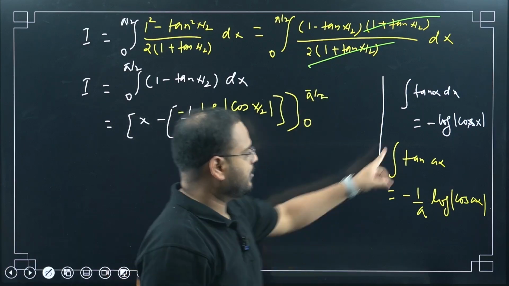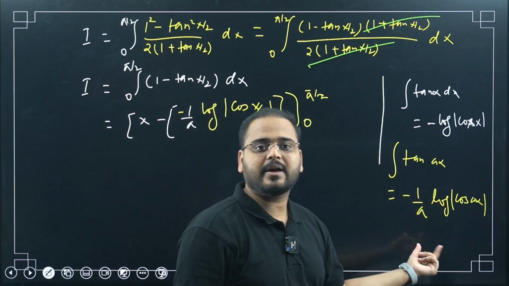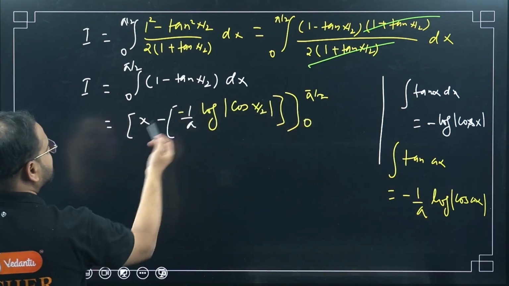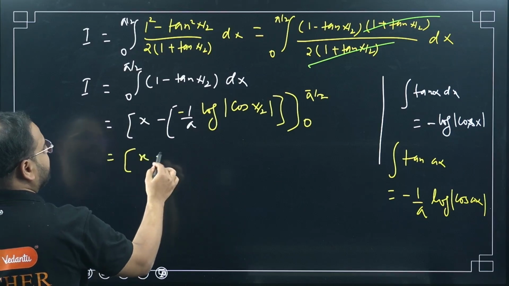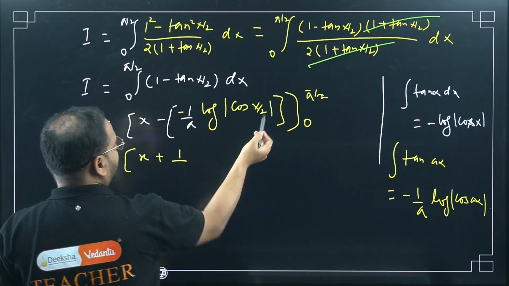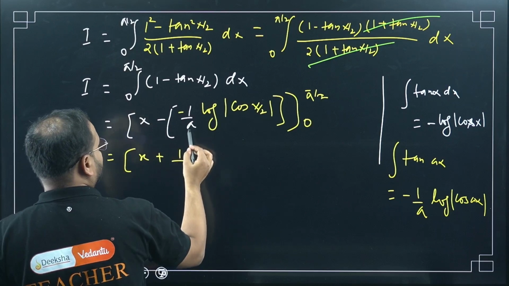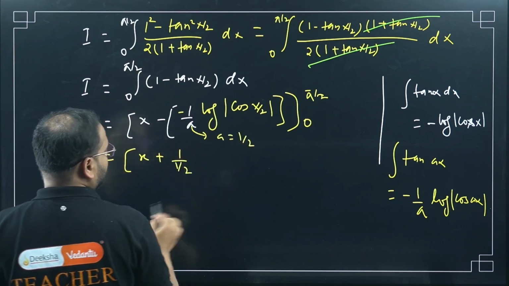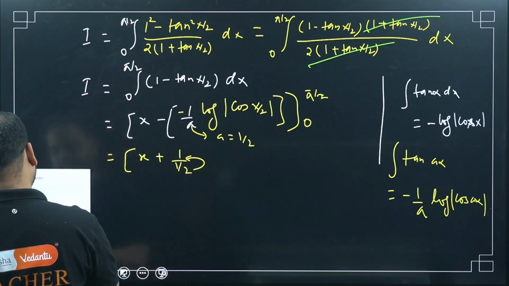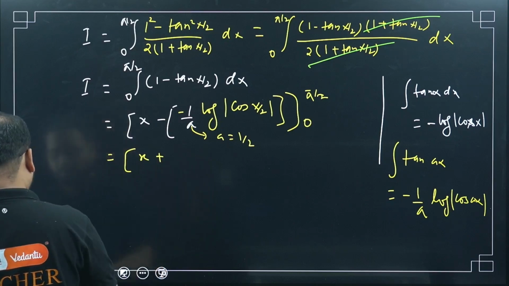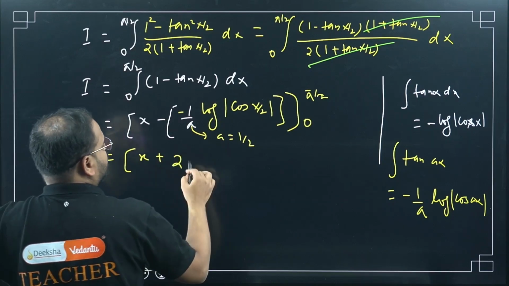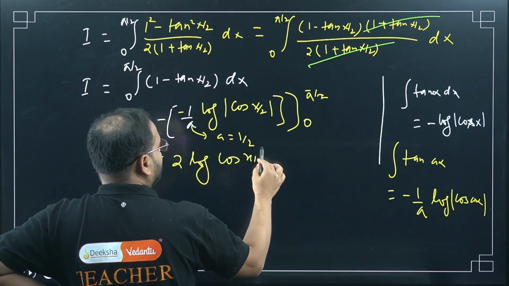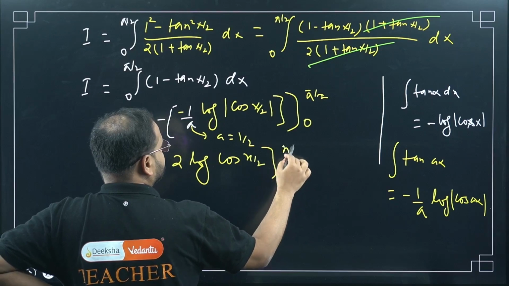Okay. The integration of tan ax is nothing but minus 1 by a log of cos ax. This will become plus x plus 1 by a. My a value over here is 1 by 2, so I can write it as 1 upon 1 by 2. This 2 will go up, so I can simply write this as 2. 1 upon 1 by 2 is simply 2. So 2 log cos of x by 2 in the limit 0 to pi by 2.